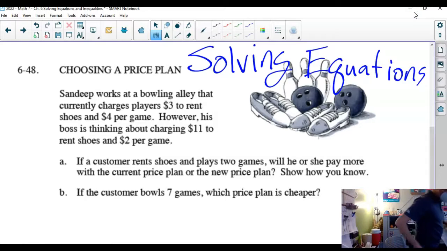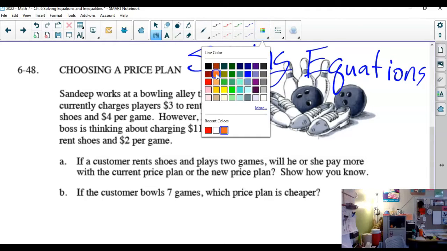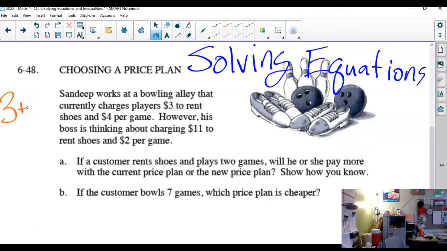I'm going to come back up here because it's a bit nicer when I write on the board. I know it's a bit bigger. So in orange. Can anyone help me with what his boss is thinking, what expression we could use for that? Layla? 11 for the shoes plus 2 times however many games we play.